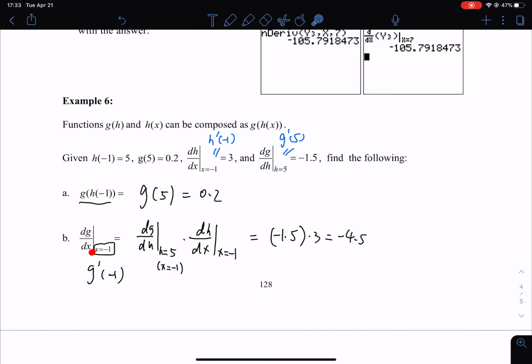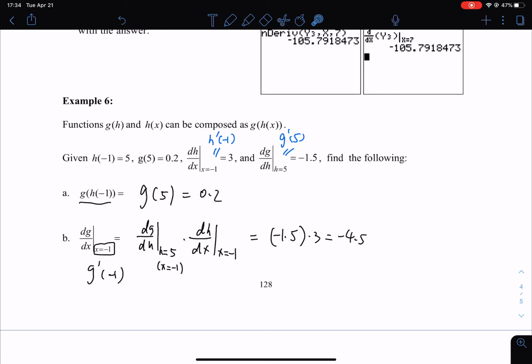And this one, dg dx. So this time we are given the value of x is just -1. So by using the formula, it's dg dh times dh dx. Because here we are given the value of x directly, that is just -1. But here we are not given directly. You have to calculate it. That means, all right, now we are only given x equals -1. But since in the denominator we have h, here it must be the value of h. It cannot be the value of x.